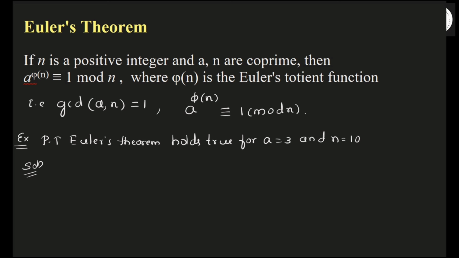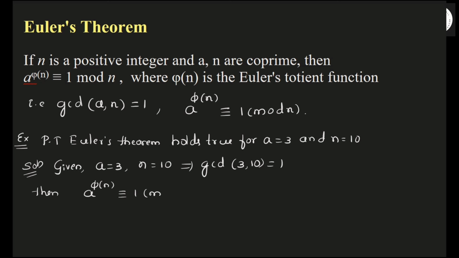Now, 3 and 10. a is 3 and n is 10. So, these are relatively prime. Yes or no? So, GCD of 3 and 10 is 1. That property holds. If this is true, then according to the theorem, a raised to phi n is congruent to 1 mod n. This is the Euler statement. Then what is a here? a is 3. So, 3 raised to phi of 10 is congruent to 1 mod 10. We need to show this is true.